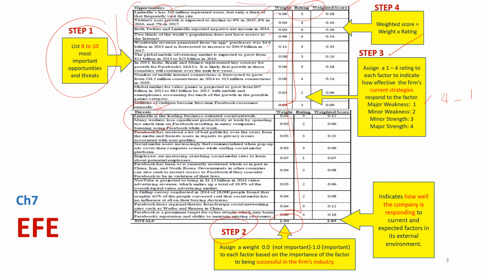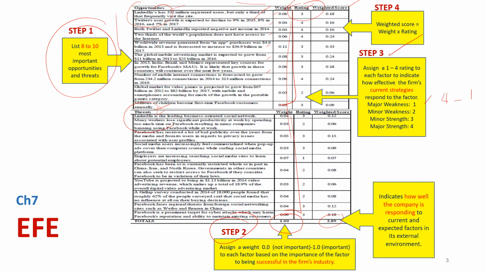So you'll have to analyze the organization in order to decide which factor actually deserves a rating of 4, the major strength, and which one deserves a rating of 1, the major weakness. These ratings are assigned subjectively. You must have studied the case and analyzed the external environment to be able to come up with the ratings. Now the last step is to sum up the summary.